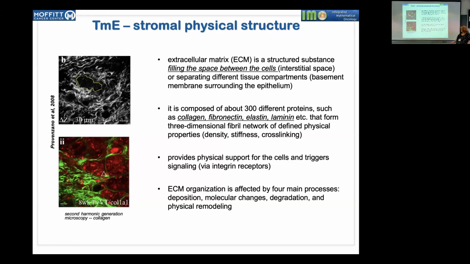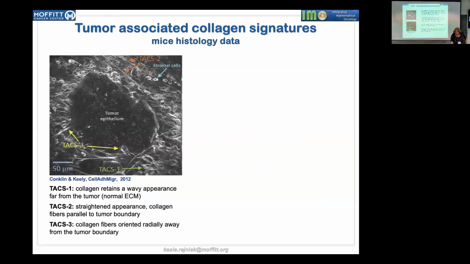And this organization is affected by four processes. So there is deposition, a lot of that by fibroblasts. There could be molecular changes. I will show you in a moment the different tumor-associated collagen signatures. There is degradation when some of the cells, for example, can degrade the ECM with the MMPs, and then the physical remodeling that I will show you a little more with the model. So what we became interested in are those different patterns of the ECM around the tumor.